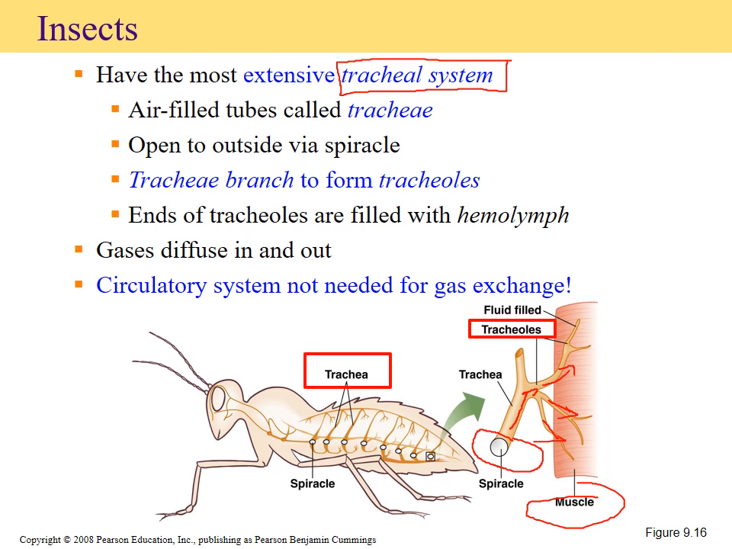Usually what we see is that the ends of the tracheoles are filled with hemolymph, making it a little bit easier for the gas exchange to occur. So the gas will diffuse in and out. And like I said to you before, this is one of the main reasons why, when you take a look at your insects, it's always going to say something along the lines that insects do not need a completely separate ventricle, and that is because they're not utilizing their circulatory system for their gas exchange.